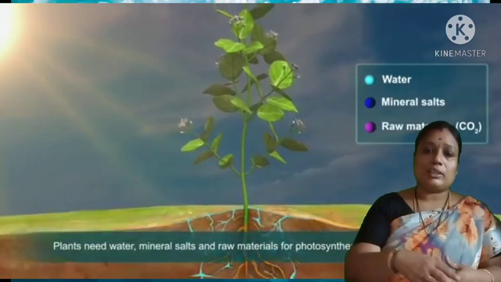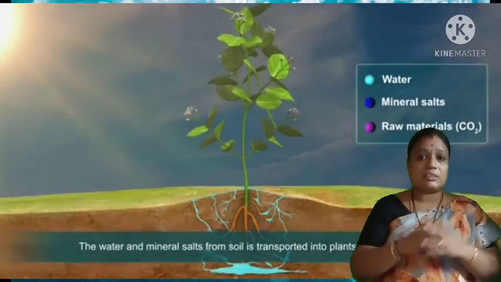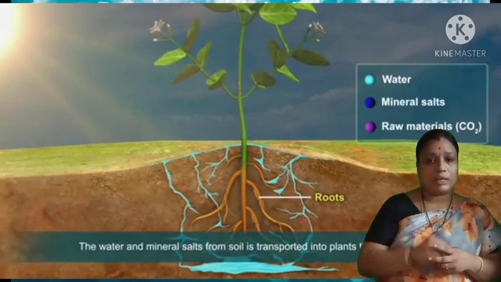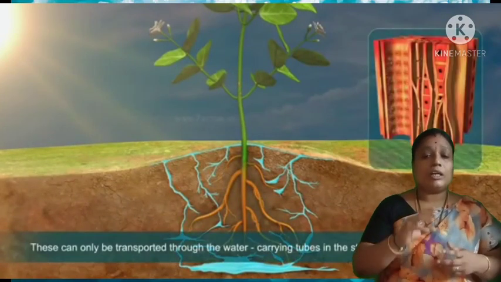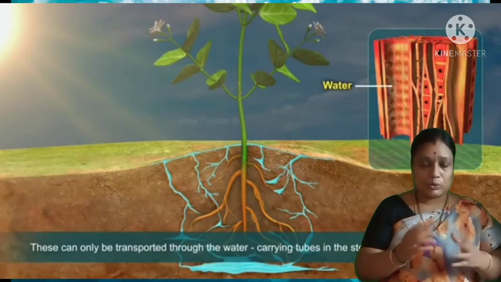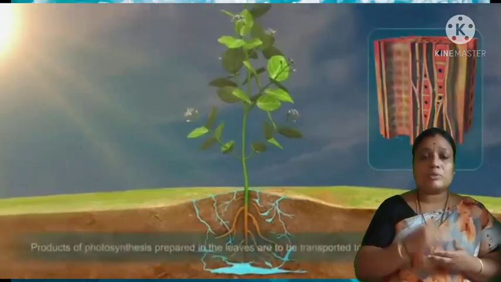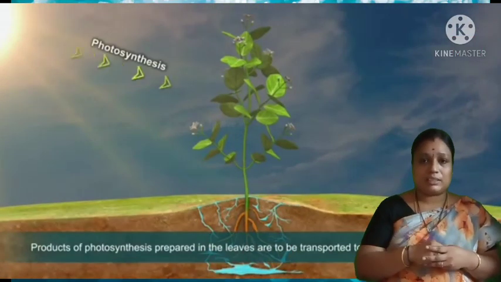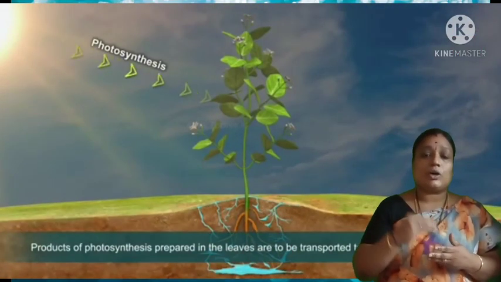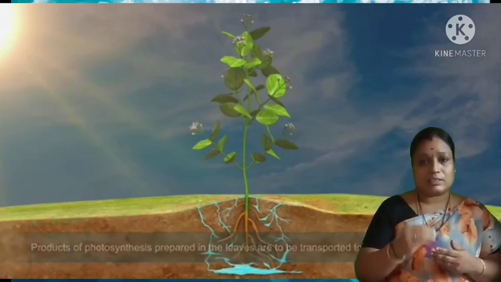Yes, children, we pour water to the soil, isn't it? So, the roots present in the soil will have root hairs. Now the root hair will increase the surface area of the root for the absorption of water and minerals. Isn't it? Because the root hairs are in contact with the water present between the soil particles.